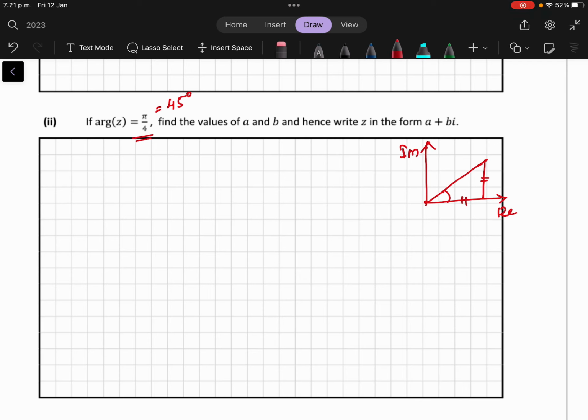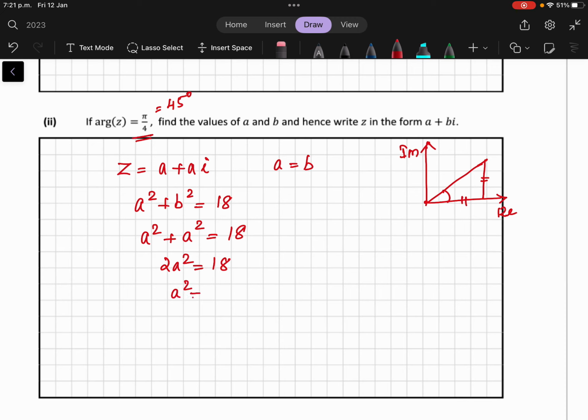So z can be written as a plus ai, because the real and the imaginary parts are equal. That is, a is equal to b. In that case, a square plus b square is equal to 18. You can write it as a square plus a square is equal to 18, or 2a square is equal to 18. Now everything that follows is algebra. So a square is equal to 9 and a is equal to 3. So z is equal to 3 plus 3i.